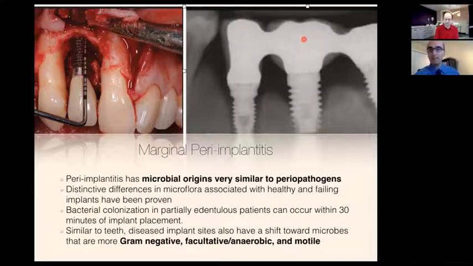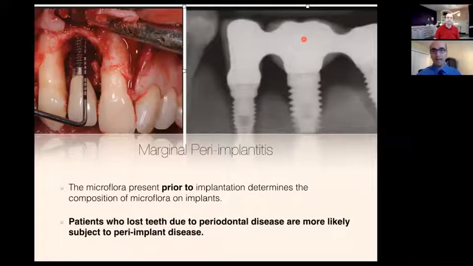So peri-implant diseases, specifically marginal peri-implantitis, have a gram-negative anaerobic motile flora, which is very similar to what we see around periodontitis. And it's important to know that what determines the microflora around the peri-implants is the bacteria inside the patient's mouth. So if you have a patient with a history of periodontitis, with periodontal disease, that type of bacteria can actually affect the implant as well.